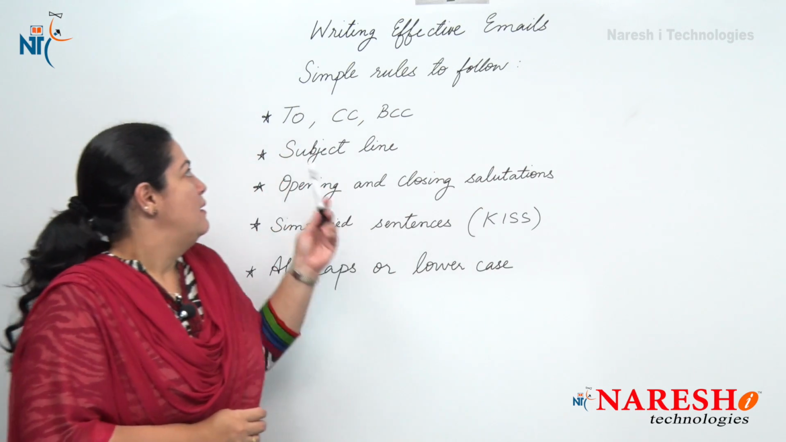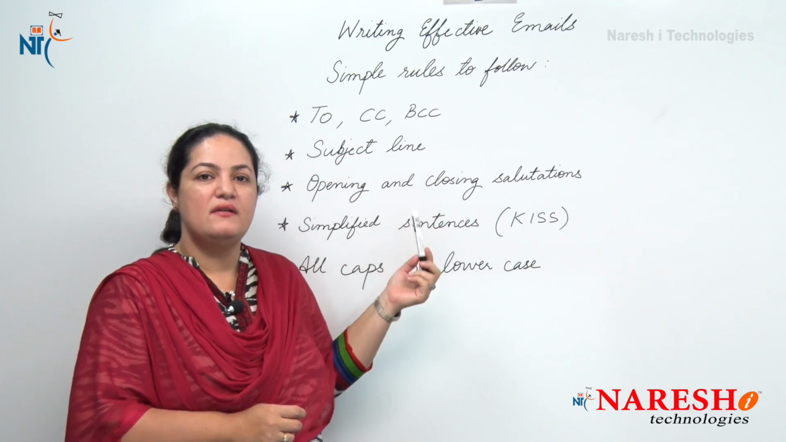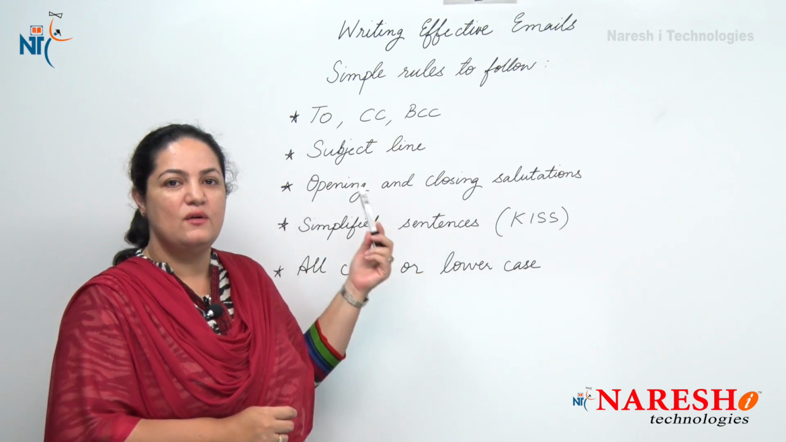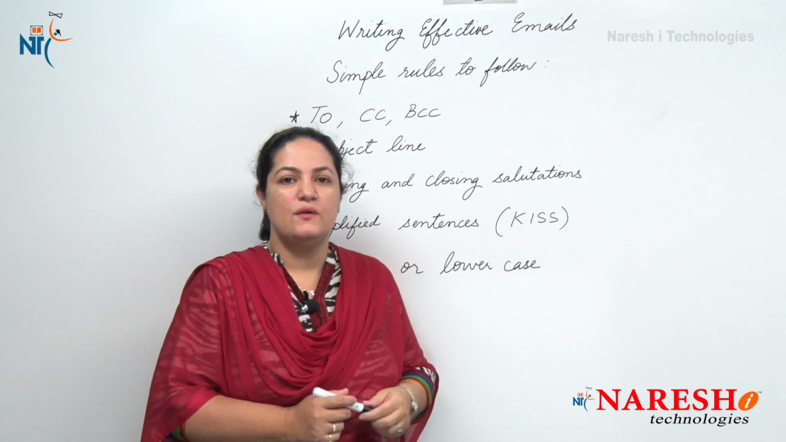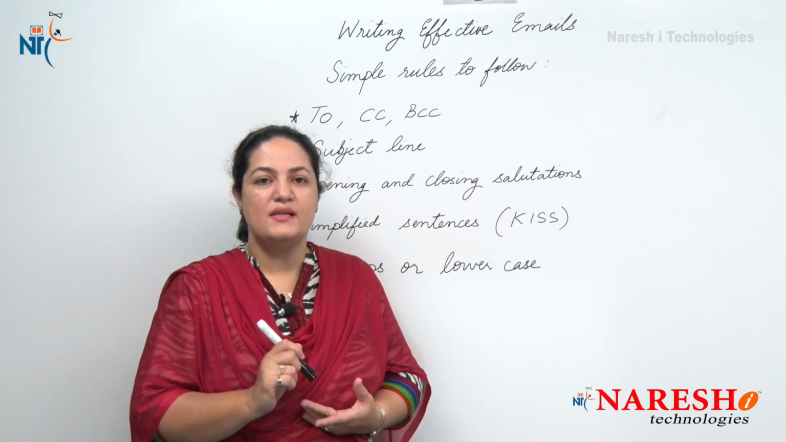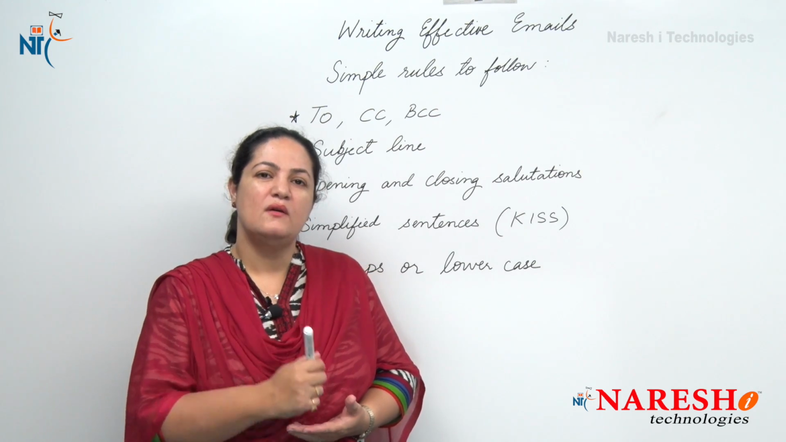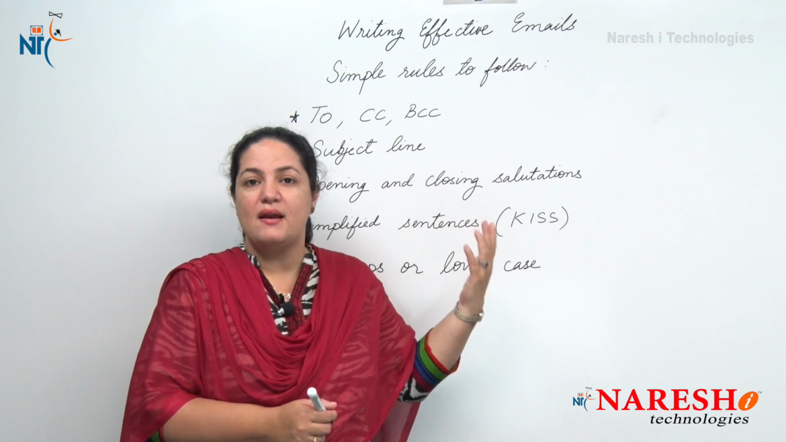Now the first rule that we follow here is, if you have written emails earlier, you will definitely know what To, CC and BCC mean. So let me clear it to you. To means it's the recipient whom we are sending our email to. Whom should we include in the To address? Or what are the email IDs that we can add?